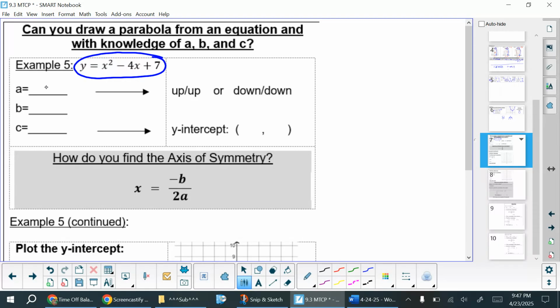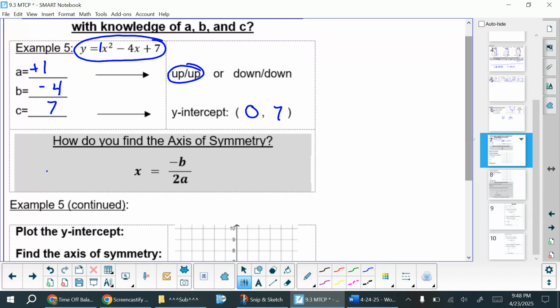First thing we're going to do is identify our a, b, and c. So a is going to be the number in front of the x squared. This is 1. B is the number in front of x. That's -4. And c is the number by itself. That's 7. We're going to keep identifying a, b, and c the rest of the year. Those are really important things. A is going to tell us whether it goes up, up, or down, down. Because it is a positive 1, it goes up, up. C is going to tell us the y-intercept is (0, 7). Okay, so that's what we knew already.